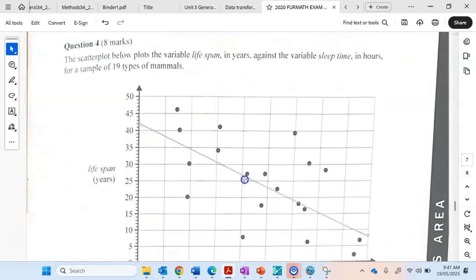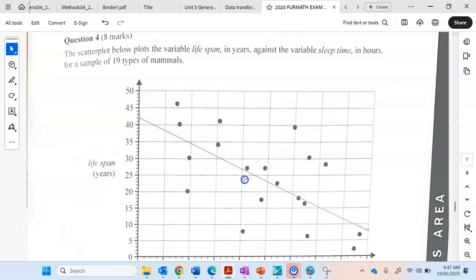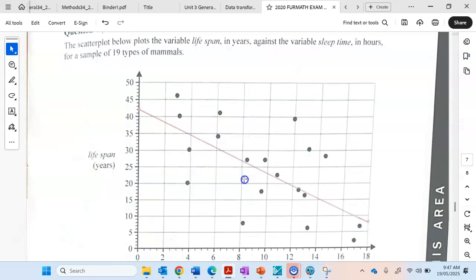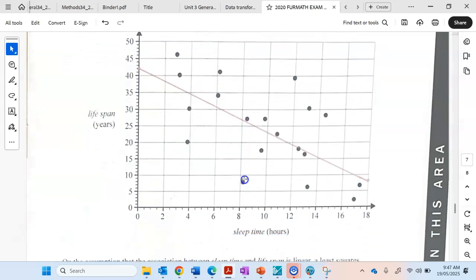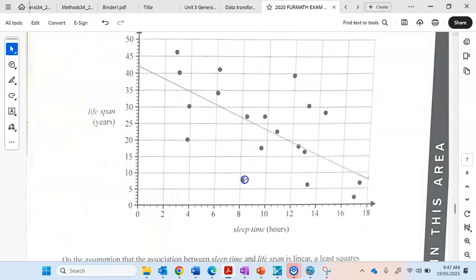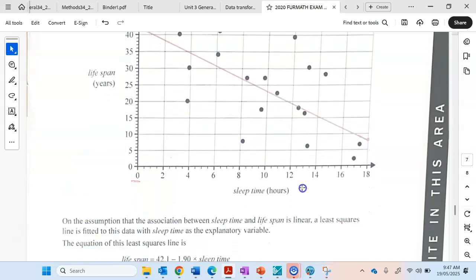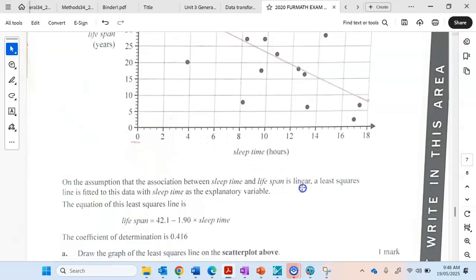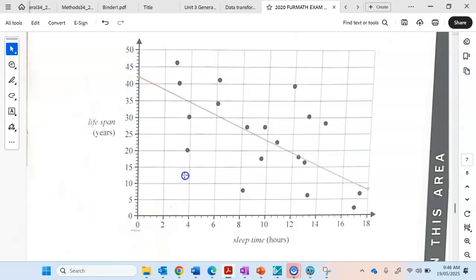All right, question 4. Oh, we've got another graphing question. So the scatter plot below plots the variable lifespan in years against the variable sleep time for 19 types of mammals. All right, this one does start at 0. So probably should have been an easier one to sketch. We're going to be sketching this equation. So 42.1, you kind of want to make sure it's between the 42 and the 43.